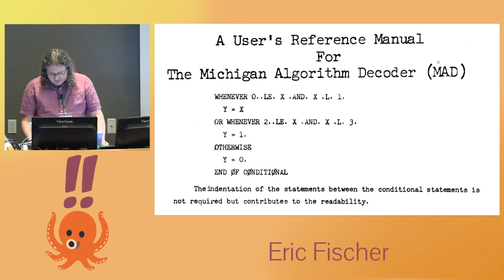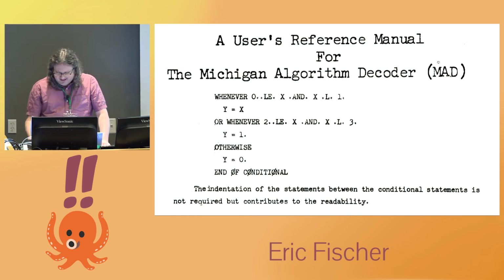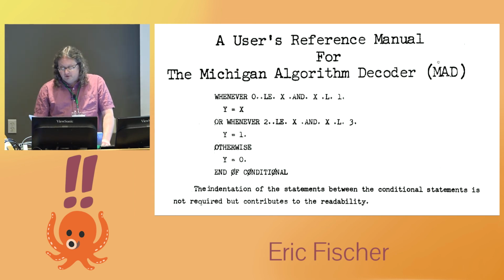The MAD programming language also went its own way. It was known for its extremely long keywords. And in addition to using whenever instead of if, it used otherwise instead of else and whenever instead of else if. It is worth noting the indentation in the MAD manual's example. It took years before most other programming languages adopted this style of indenting conditions, even though it now seems unimaginable to do it any other way.